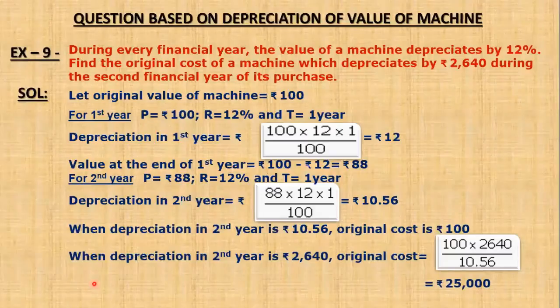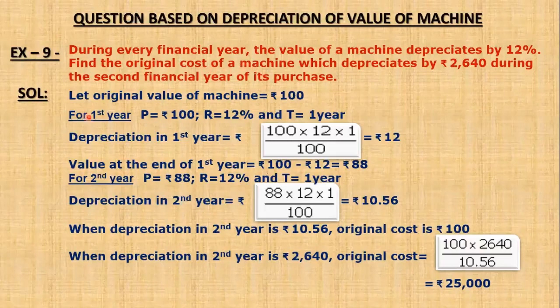As we know, when machines get older and older, their value depreciates. That means their cost reduces with time. So this question is based on the depreciation of the value of a machine. During every financial year, the value of a machine depreciates by 12%. Find the original cost of a machine which depreciates by rupees 2,640 during the second financial year of its purchase. So we are required to find the original cost of the machine.